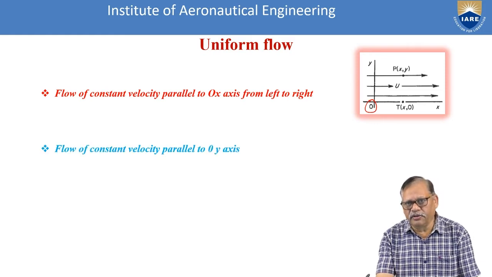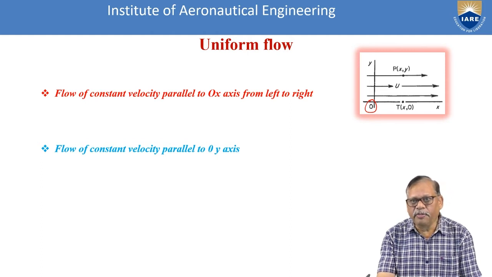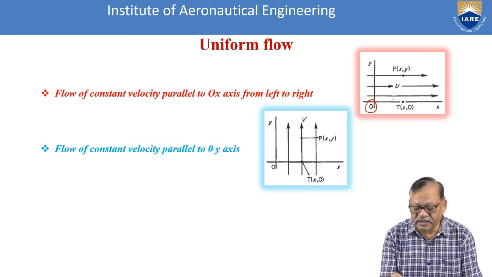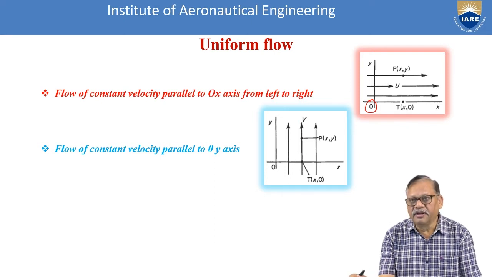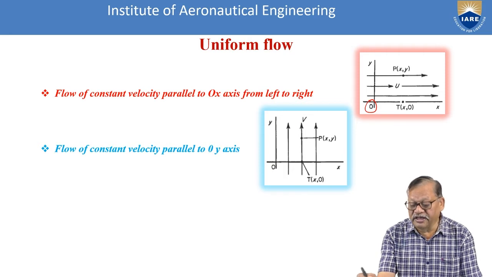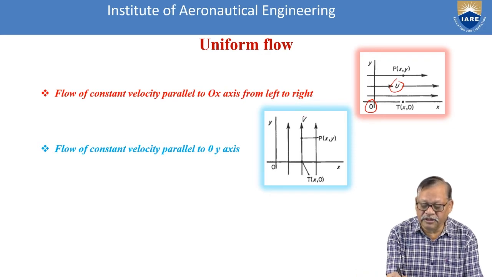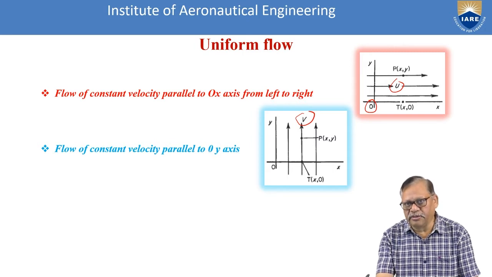Then there is also a chance that the velocity may come parallel to the OY axis, right? In that case, you consider the same axes and the flow is coming in this direction. But when it is parallel to the OX axis, we call it U, and parallel to the Y axis we call the component V. Okay, these are the two things you remember.